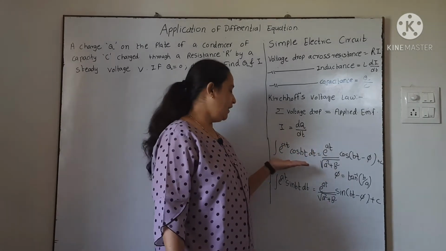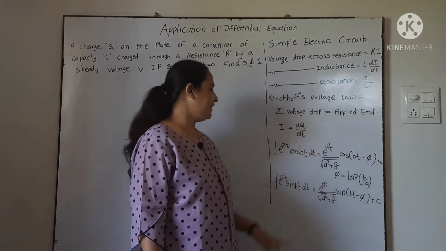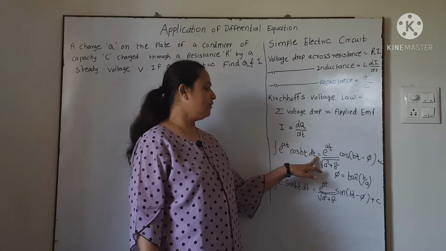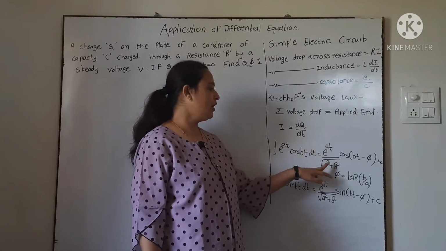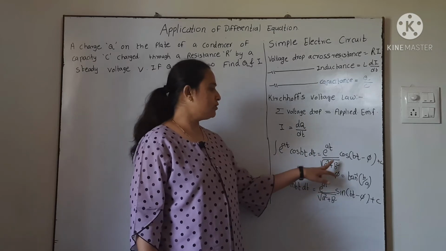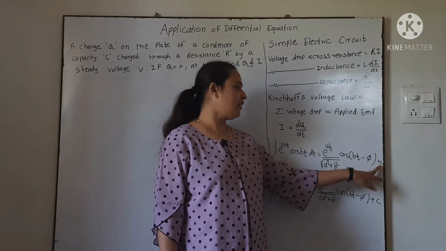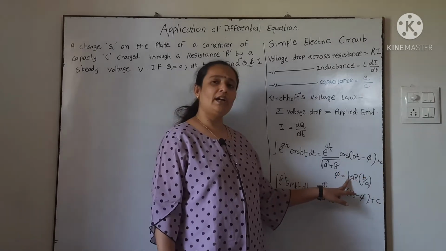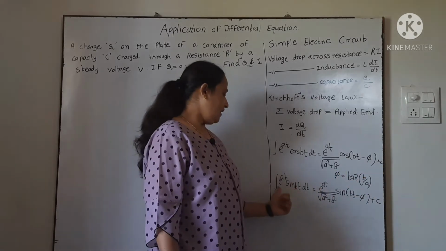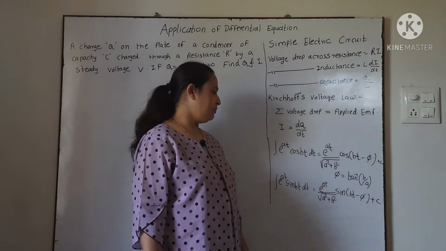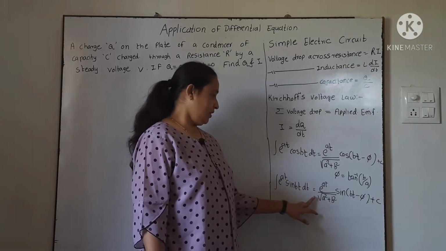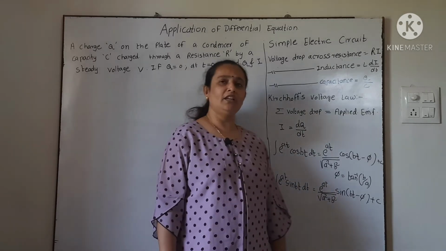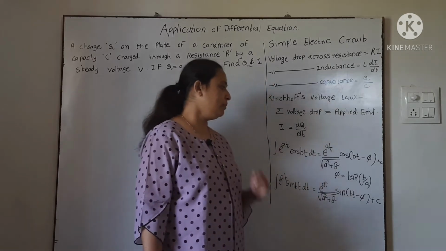We will also require two standard integrals. The integral of e raised to at cos bt dt is equal to e raised to at upon under root of a square plus b square, cos of bt minus phi, plus constant of integration c, where phi is equal to tan inverse of b by a. And the integral of e raised to at sin bt dt is equal to e raised to at upon under root of a square plus b square, sin of bt minus phi, plus c.